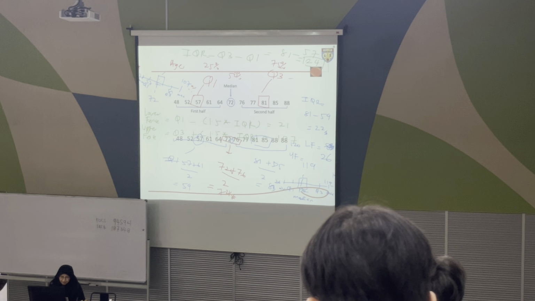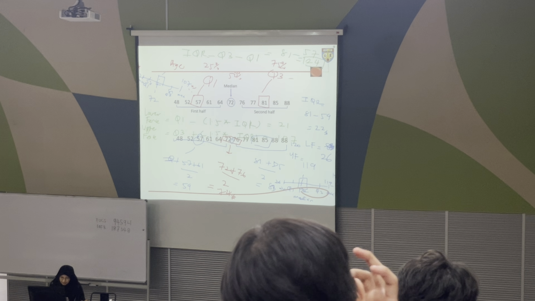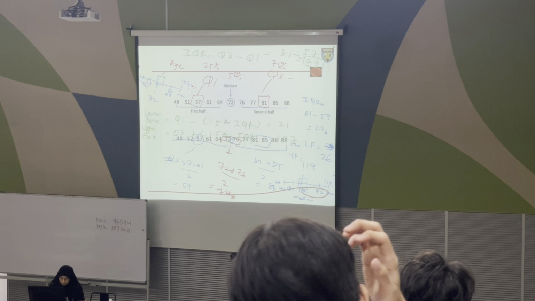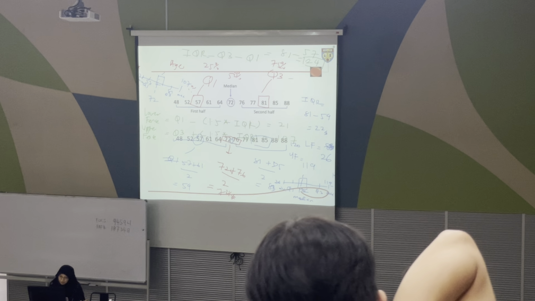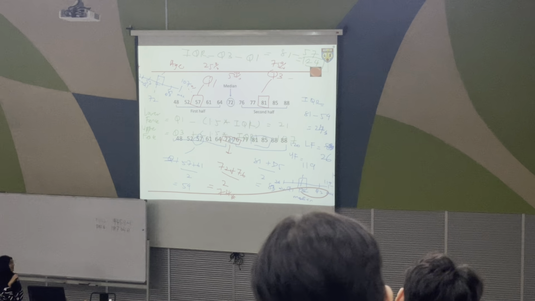Which part? The second data set or the first one? The IQR, this one is not 22. So what is the value? 24. You calculate, I trust you. Okay?